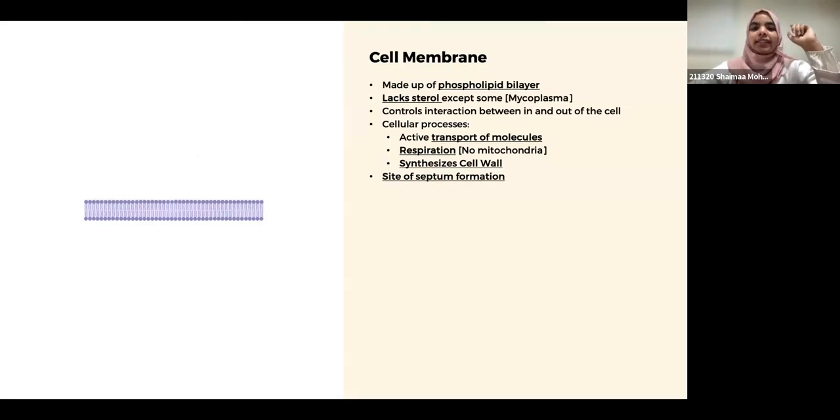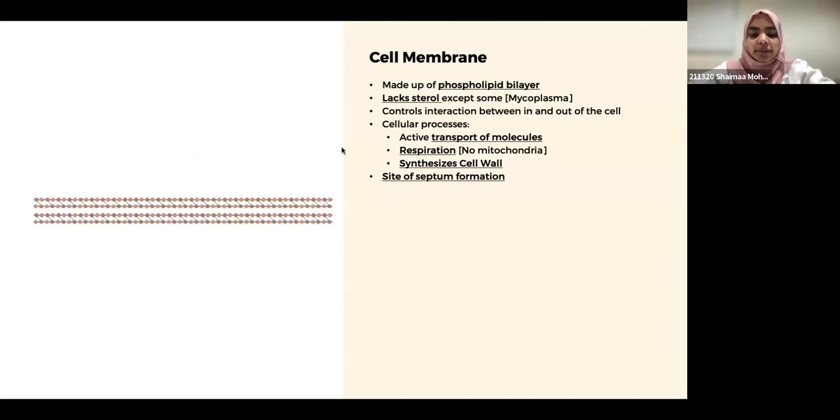And very important, the cell membrane is the site of septum formation. So in cell division, where does the septum formation happen? In the cell membrane, okay? Then we have this structure, which is the cell wall. And the cell wall is made up of peptidoglycans, okay?